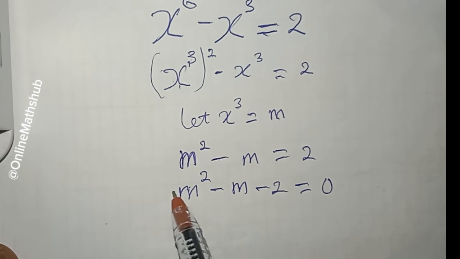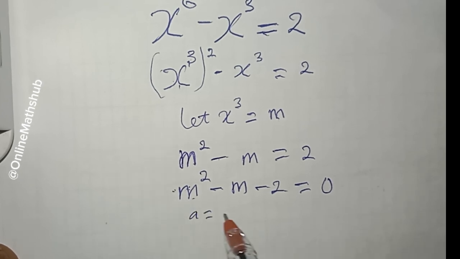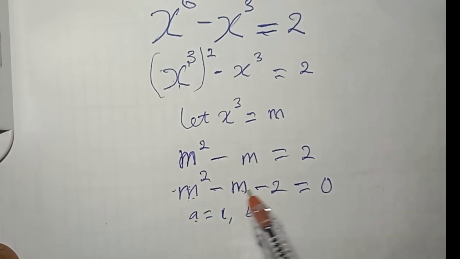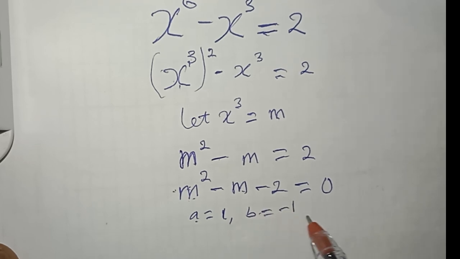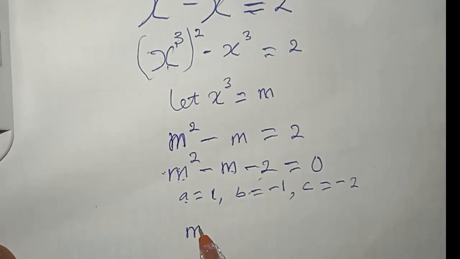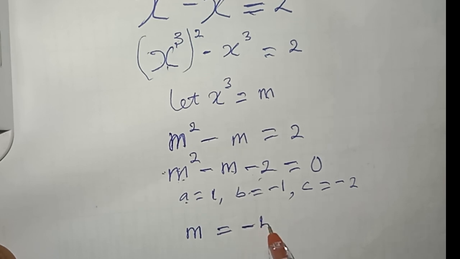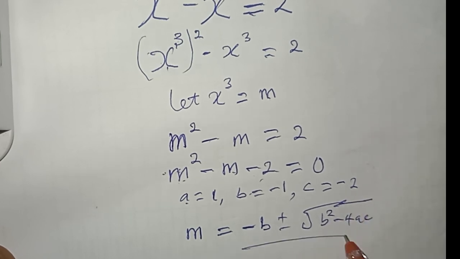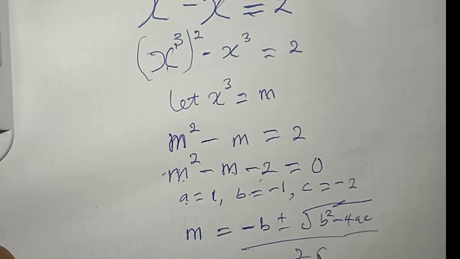In this case, the coefficient of m squared, which is a, is equal to 1. The coefficient of m, which is b, is equal to minus 1, and then this constant right here, minus 2, is equal to c. So to compute m, we're going to be using this formula: minus b plus or minus the square root of b squared minus 4ac, all divided by 2a.